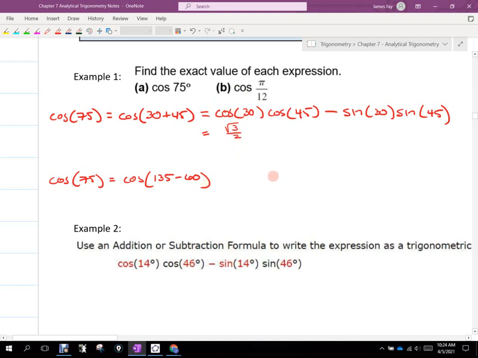Radical 3 over 2, right? Cosine of 45 is radical 2 over 2. Minus then the sine of 30, 1/2, and the sine of 45, radical 2 over 2. So when I multiply this together, that's going to give me radical 6 over 4, and this is going to give me radical 2 over 4. And that then is the cosine of 75 degrees.